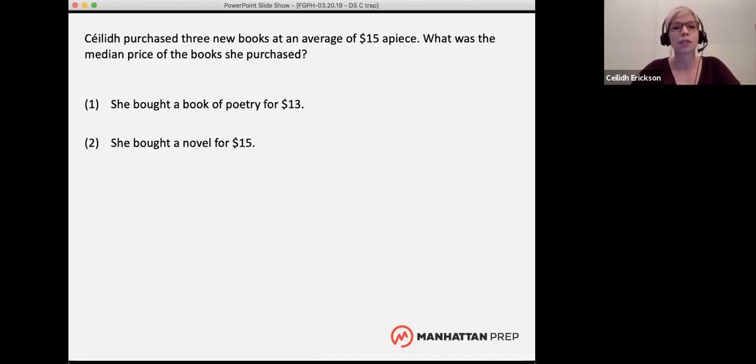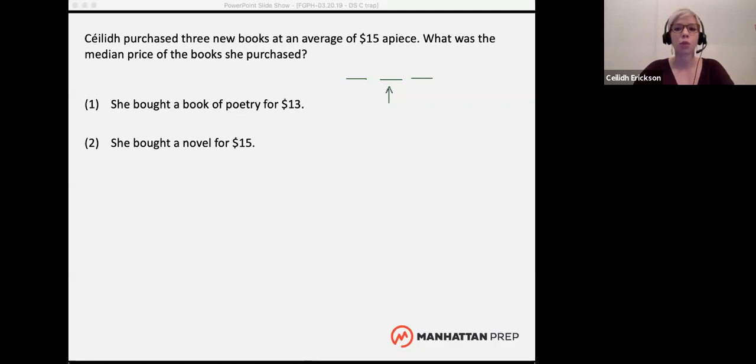Purchased 3 new books at an average of $15 a piece. What was the median price of the book that she purchased? So if I were annotating this, here's what I might put on my paper. One thing I often like to do for average questions or median questions is kind of draw out the slots and say, okay, well, we're looking for the middle term.